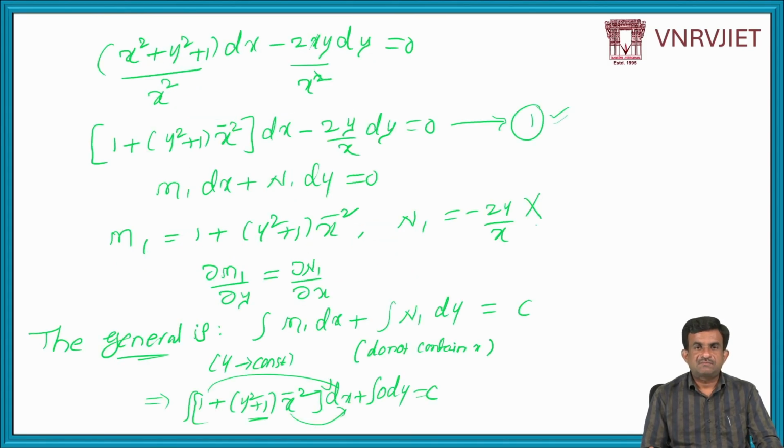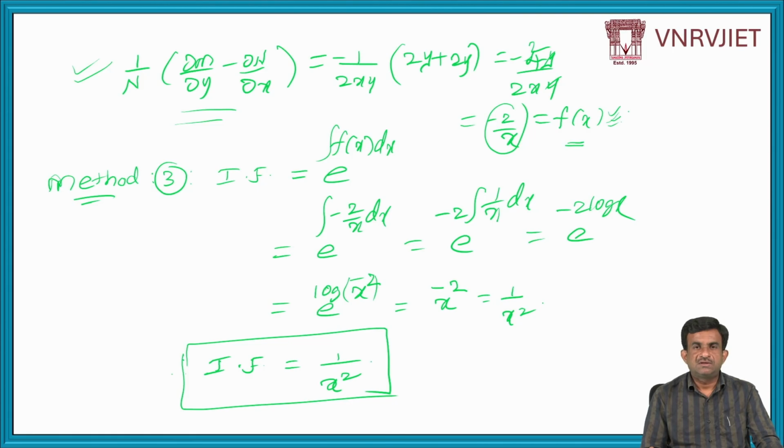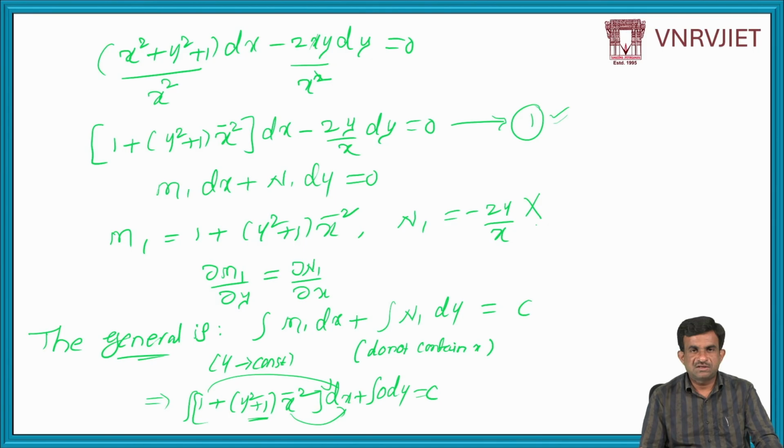Suppose the expression 1 by N (dou M by dou y minus dou N by dou x) is not a function of x; we will not apply this method. Sometimes we may get this as a function of y, or maybe a combination of x and y terms. In those cases we cannot use this method. Then we have to think about alternate methods to find the solution of this non-exact differential equation. Now I will explain how to find the solution of the non-exact differential equation by using method 4.